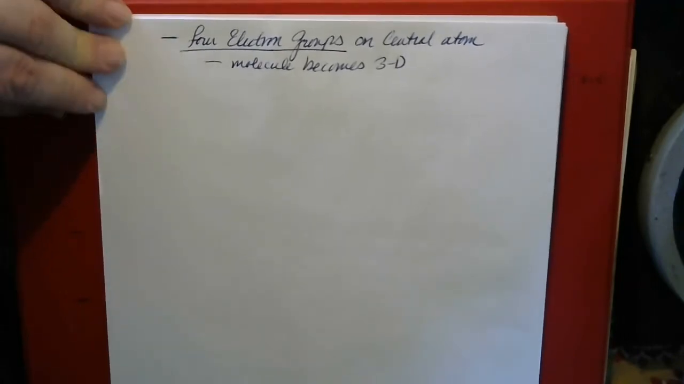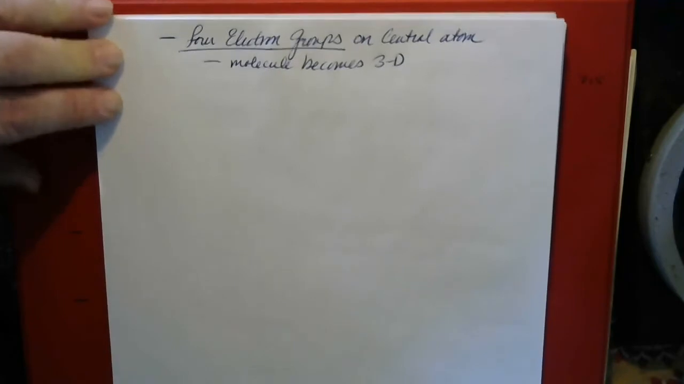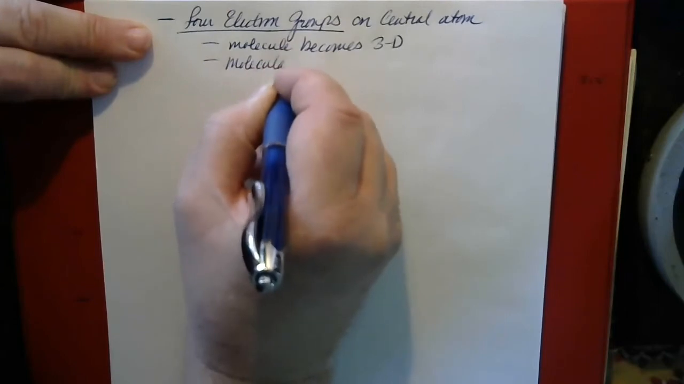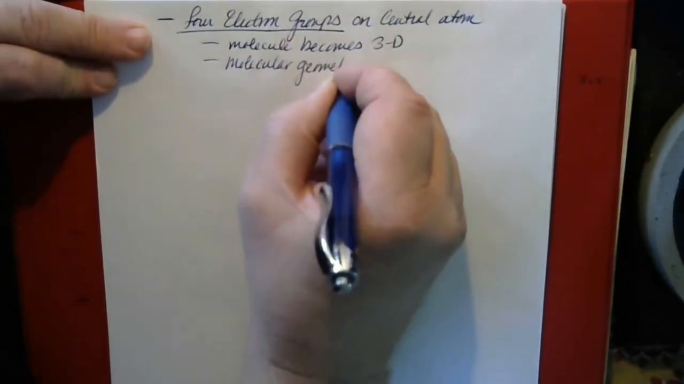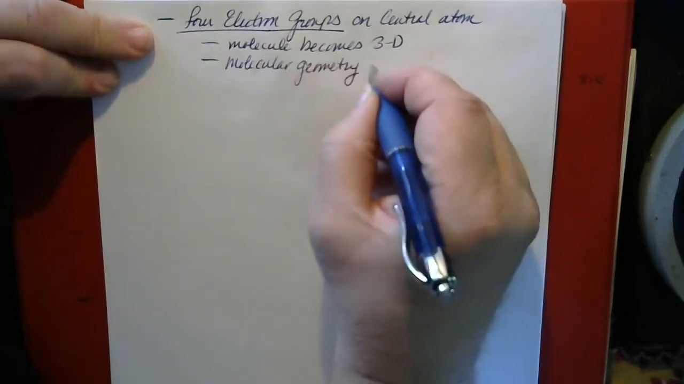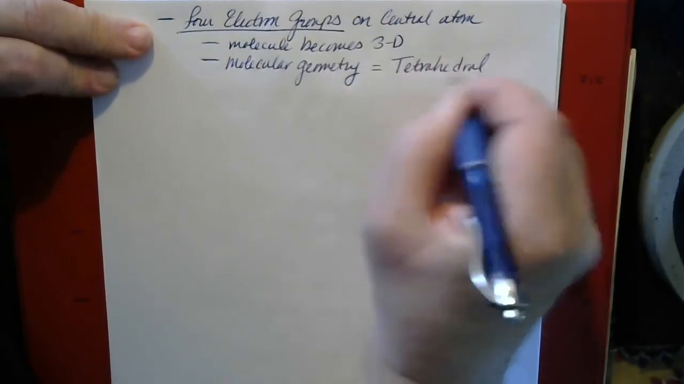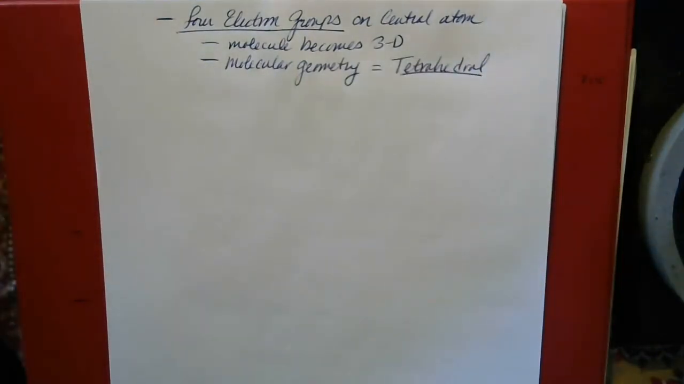Also, molecular models can help. I have some of those that I'll pull out from time to time. And so the shape of this molecule would be tetrahedral. Or the molecule itself would be a tetrahedron.